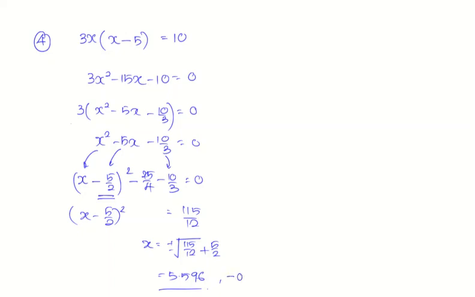Negative 0.596. 3 decimal places or 4 significant figures. Okay. I'll give you 1 minute. Try to do this question again.